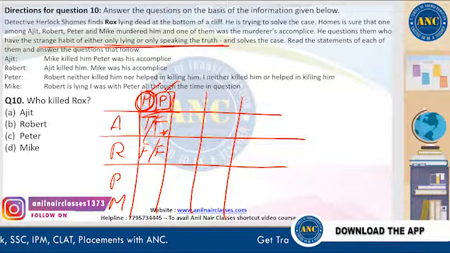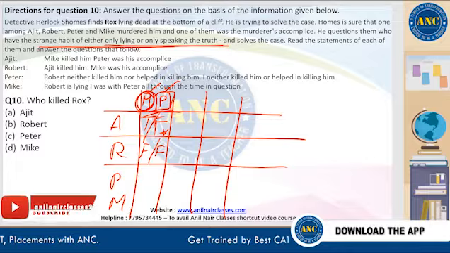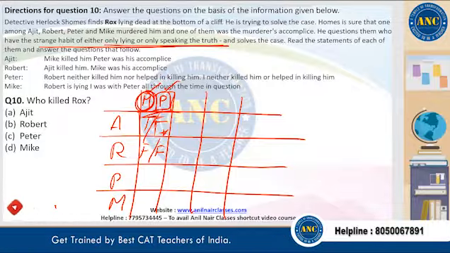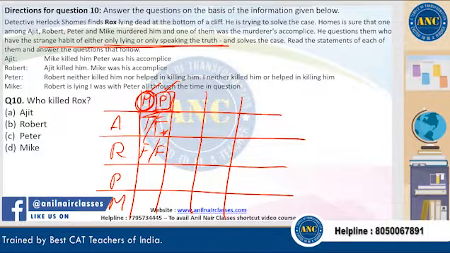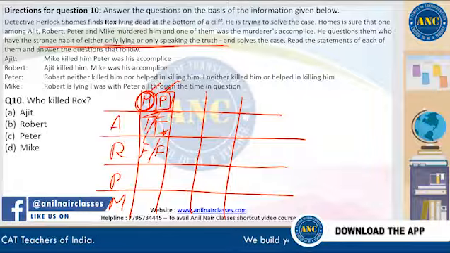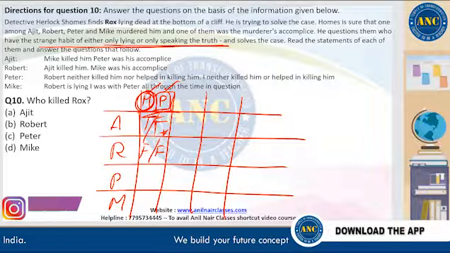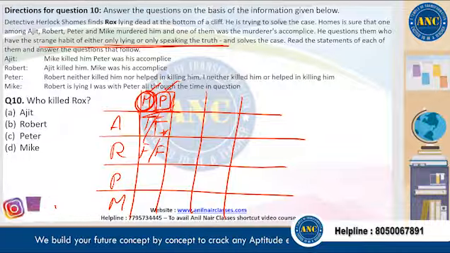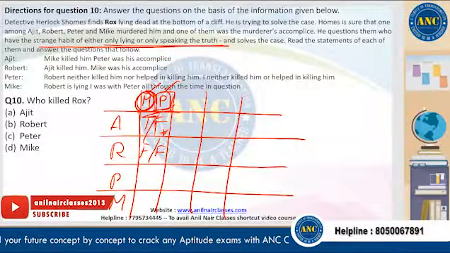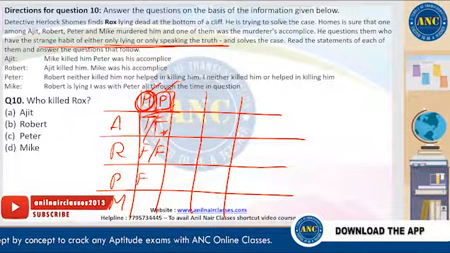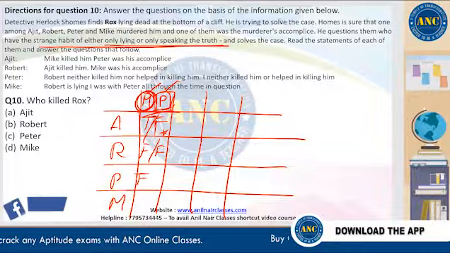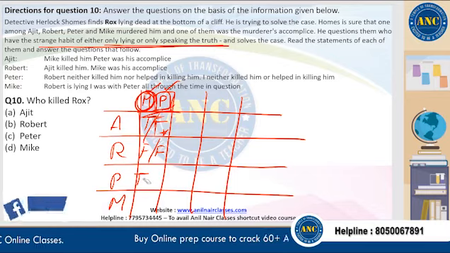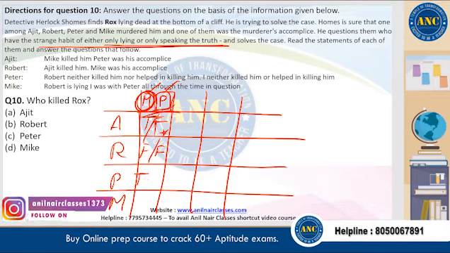Superb. Let's look at Peter now. Peter says Robert neither killed him nor helped in killing him. Right? Did Robert kill him? No. Did Robert help in killing him? No. Robert's name is not there among these two names that we had assumed based on the conclusion that we made. This first statement is true because Robert neither killed him nor helped in killing him. That statement is true.